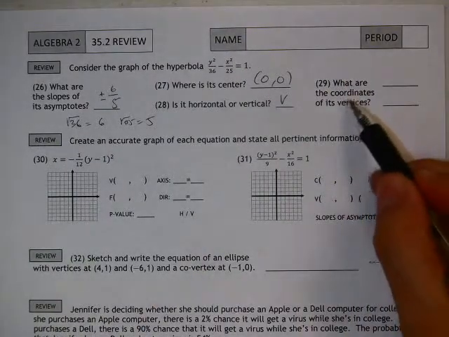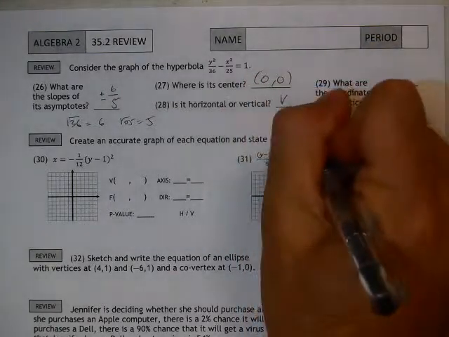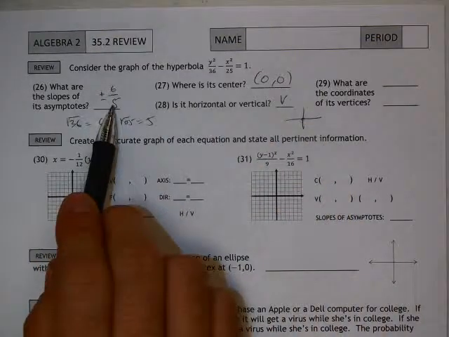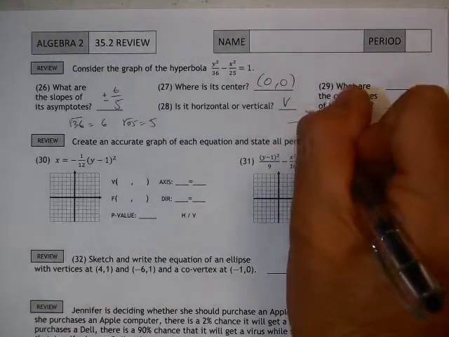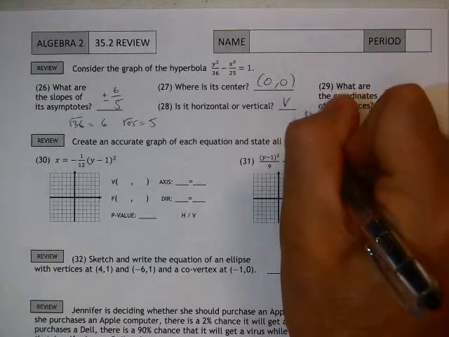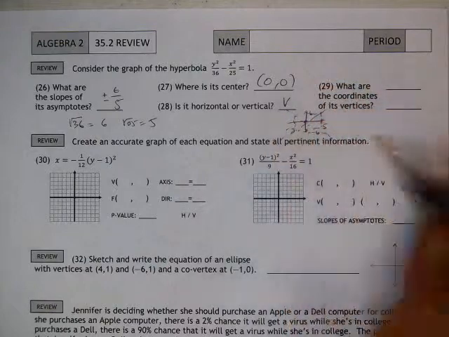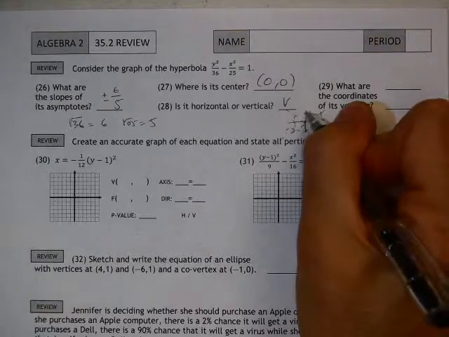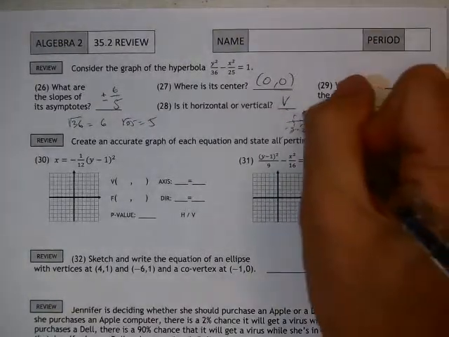And the last question, what are the coordinates of its vertices? Now, if you were to go ahead and graph it, if we start with 0, 0, that would be our center. The 6 and the 5 tell us how far to go up and down and left and right to make the box. So if we go up 6, down to negative 6, right 5, negative 5, we would do our box there. And then the x's through those. And since we decided it's vertical, that means the parabolas are going to open upwards and downwards on these 2 points. These would be your vertices.